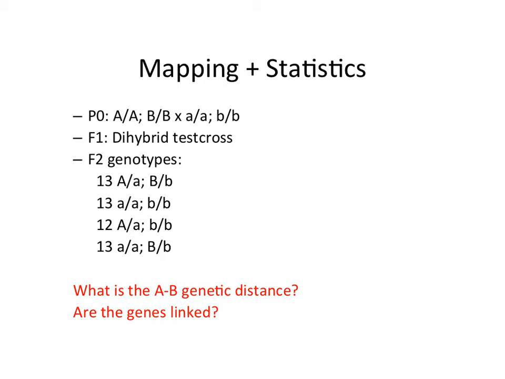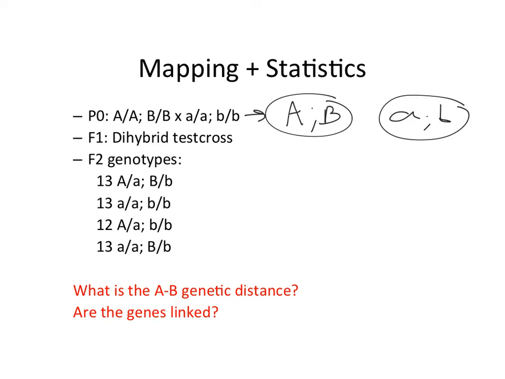All right, let's take the pulse of where we're at. What are the recombinant haplotypes? The P0s. What's the parental type? AB? So we've got capital A, capital B as a parental type, and lowercase a, lowercase b. We get that from the genotypes of the P0s.